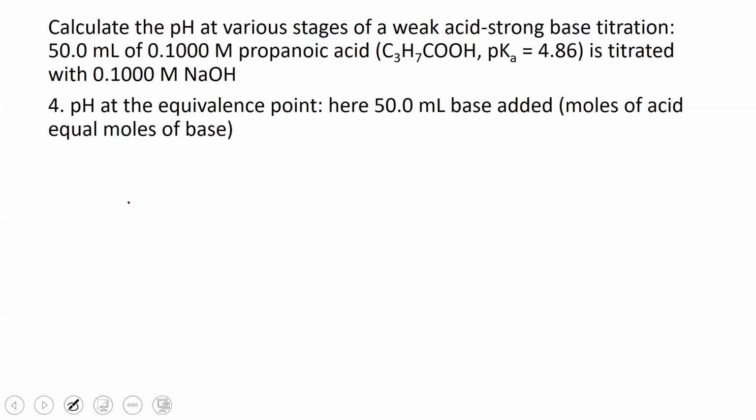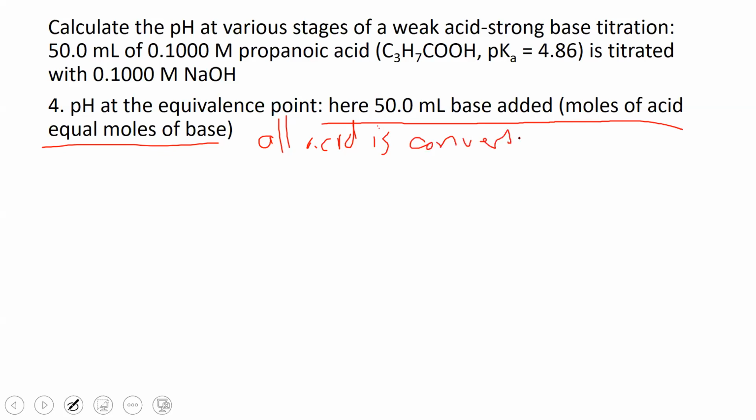So at the equivalence point, we have added 50 milliliters of the base at equal concentration to the volume of the acid. So we have now added equal moles of both of these substances. And so once we've added equal moles, we've essentially deprotonated all of the acid. So all of the acid is converted to its conjugate base.